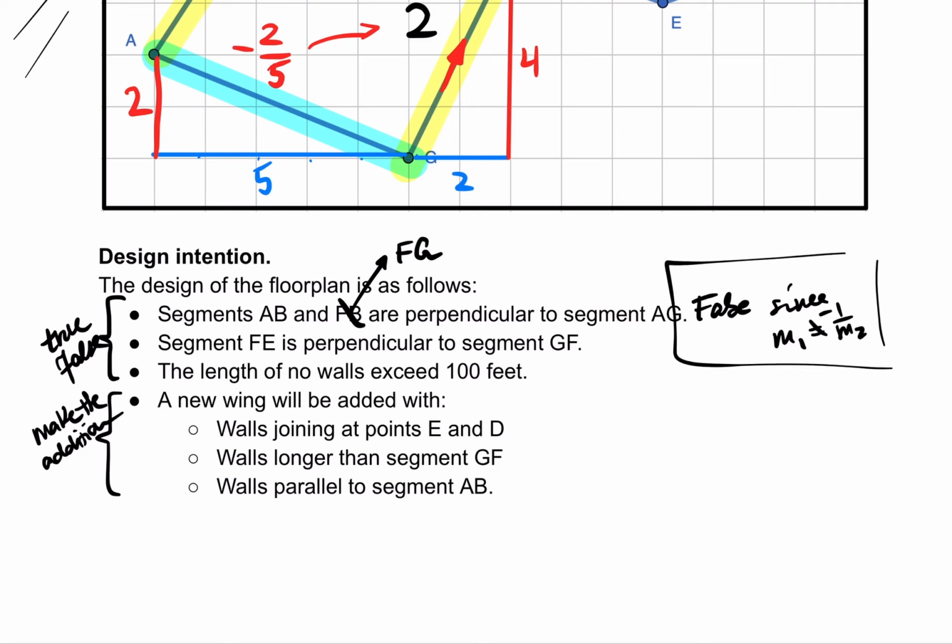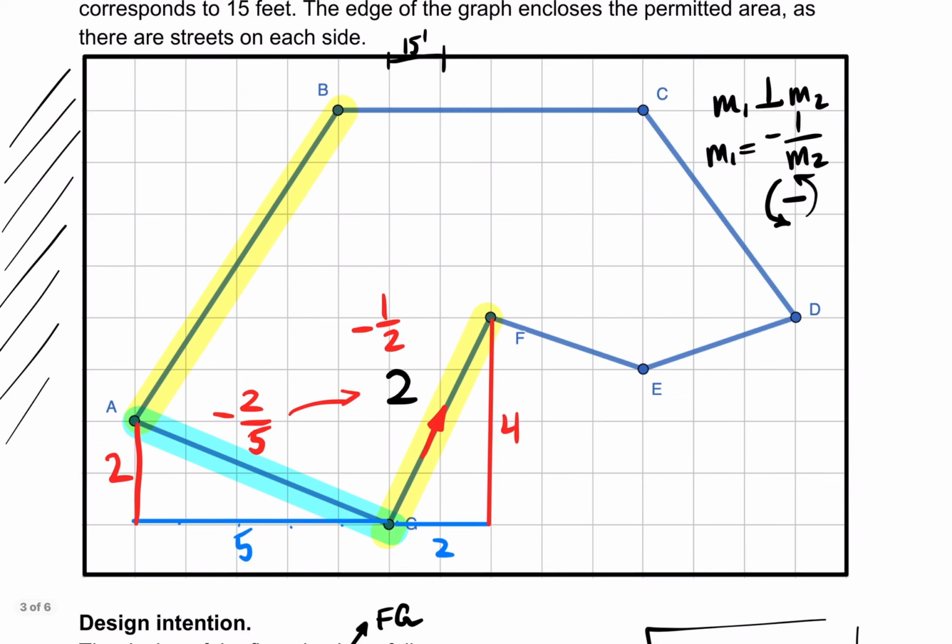Segment FE is perpendicular to segment GF, so let's go here. Let's see FE. There's FE, and here is GF. This is what we just looked at. So we already know that GF has a slope of 2. If we look at this one, it looks like it's going down 1, so the top is 1, and the bottom is over 3. So the slope of this one is over 3.